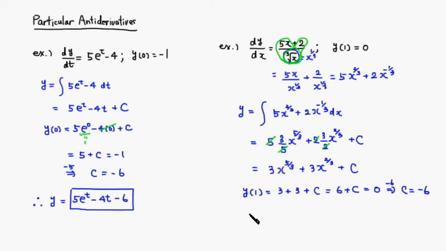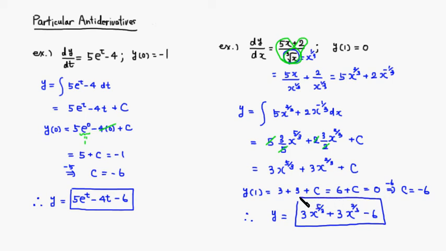So therefore we have a complete formula. y is equal to 3x to the 5/3 power plus 3 times x to the 2/3 power, then c is negative 6. So this is the complete formula for y. All right, that's it. I hope that this was clear.